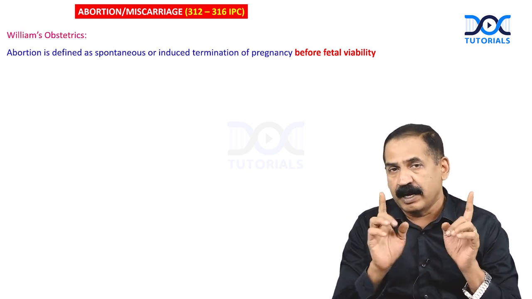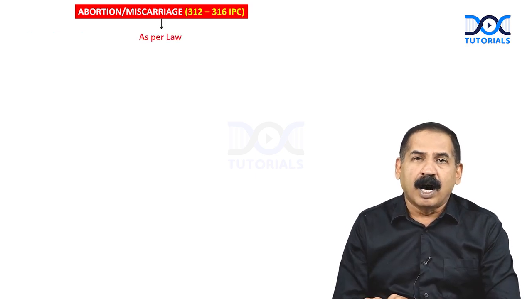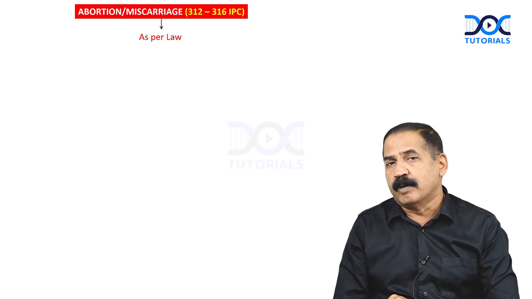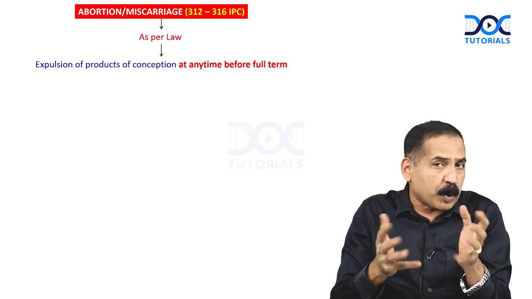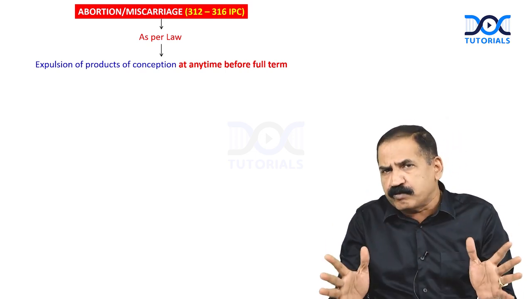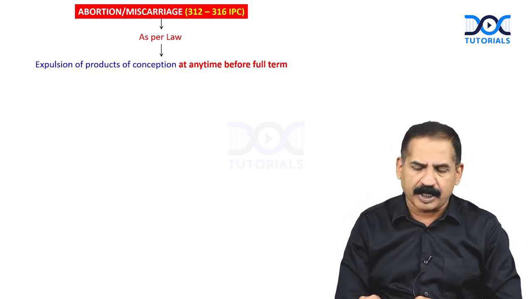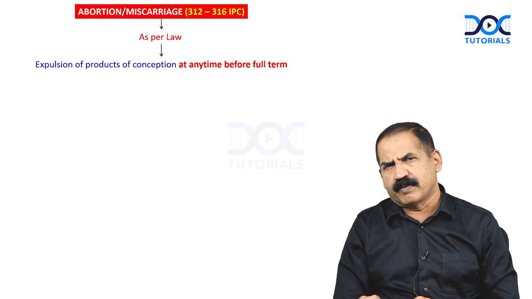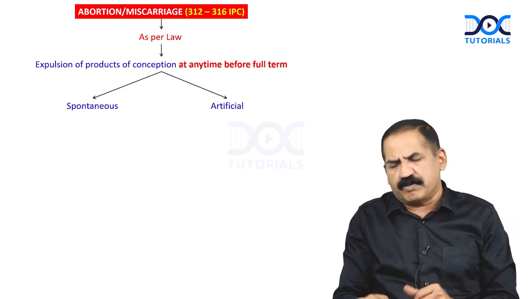But as per law, abortion or miscarriage means termination of pregnancy or expulsion of products of conception at any time before full term. Any time before full term. Okay. Now, what are the causes of miscarriage? It may be spontaneous or artificial.